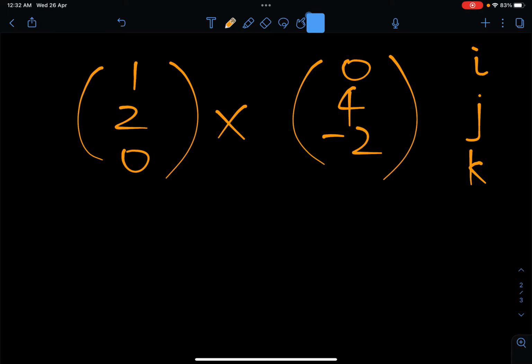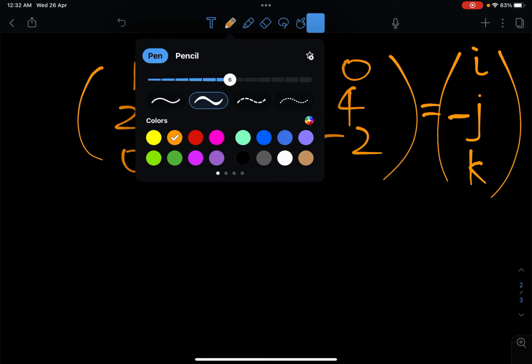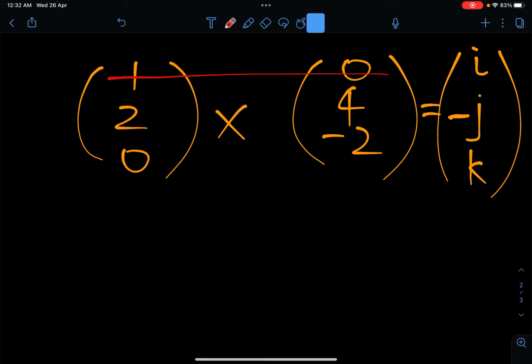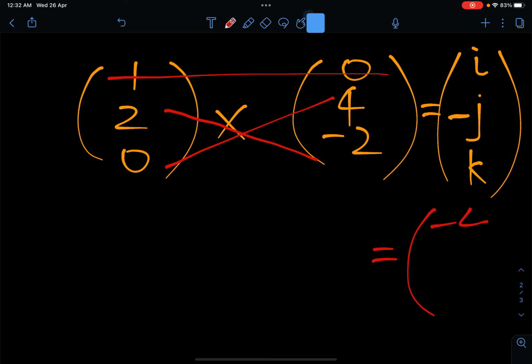So when you want to calculate, just remember the result is an I, but the J is a negative, and then K. So when you want to calculate the I, what you do is you first block out the I. Then you use, always slant down first. 2 times minus 2, which is minus 4, minus 0 times 4. So that gives you negative 4 minus 0 is negative 4. Okay.